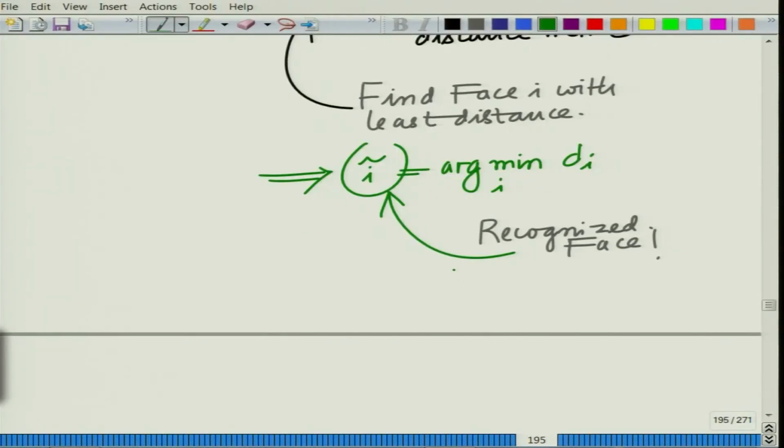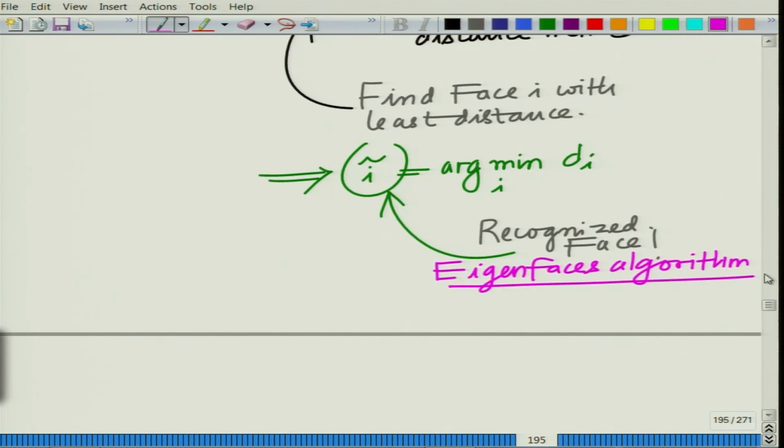The whole thing that we described so far is what we call the Eigenfaces algorithm. This is basically the Eigenfaces algorithm for face recognition.